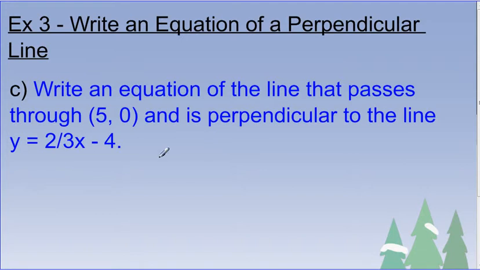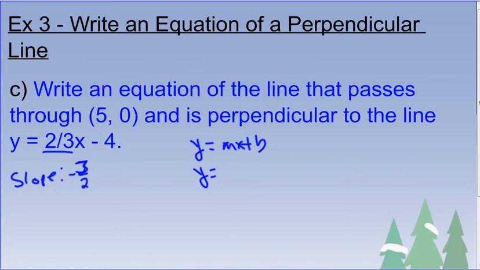Okay, so let's see. The old slope is 2/3. So the new slope, upside down of that, is 3 over 2. And the opposite, this is positive, so the opposite is negative. This is the new slope, a negative 3 over 2. So we write down the equation y equals mx plus b at first. Y equals, not y anymore. The slope m is negative 3 over 2. The y value is 0. The x value is 5. And we don't know the b.